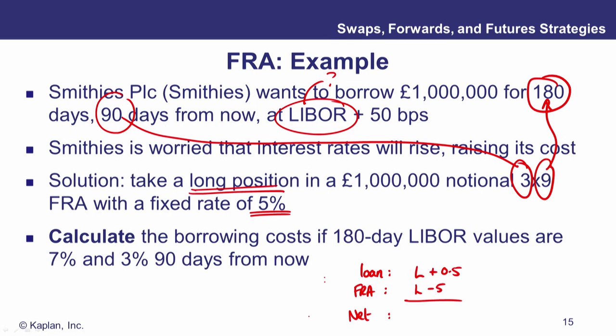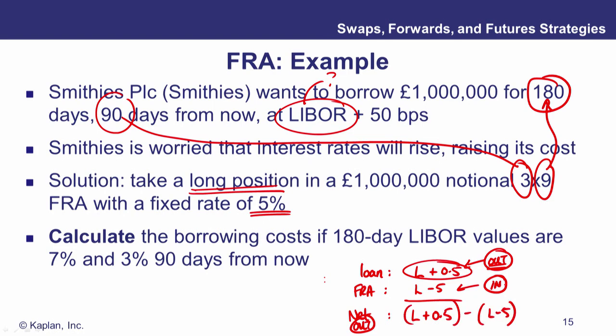Okay, so if you think about it, we are paying LIBOR plus 0.5% out on the loan. With the FRA, this is our payoff, so this is going to come in. So our net payment out is going to be LIBOR plus 0.5 on the loan minus LIBOR minus 5 payoff on the FRA. And so if we do a little bit of algebra there, the LIBORs which are uncertain cancel out, and we end up with 0.5% plus 5, which is 5.5%. So no matter what happens, we have locked in a 5.5% cost of funds on our loan, whether rates go up or down.